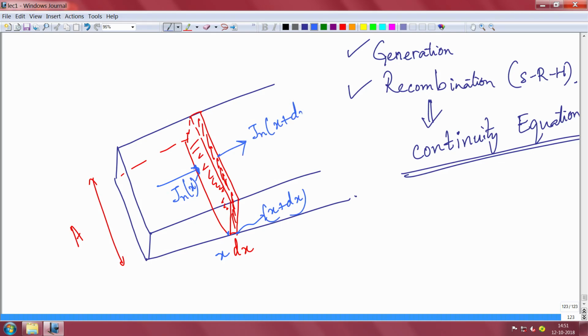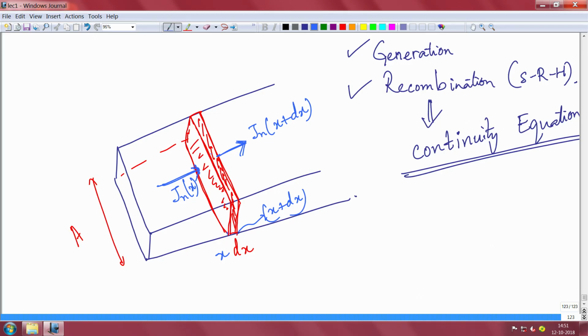Now, you might say this violates Kirchhoff's law, because the current has to be continuous everywhere. True, but here there will be some recombination and generation taking place within this volume. That is why the particle rate has to be conserved, not the current. So, some current is flowing in here, Jn of x, and some current is coming out, Jn of x plus dx, within this red shaded volume, whose area is A.